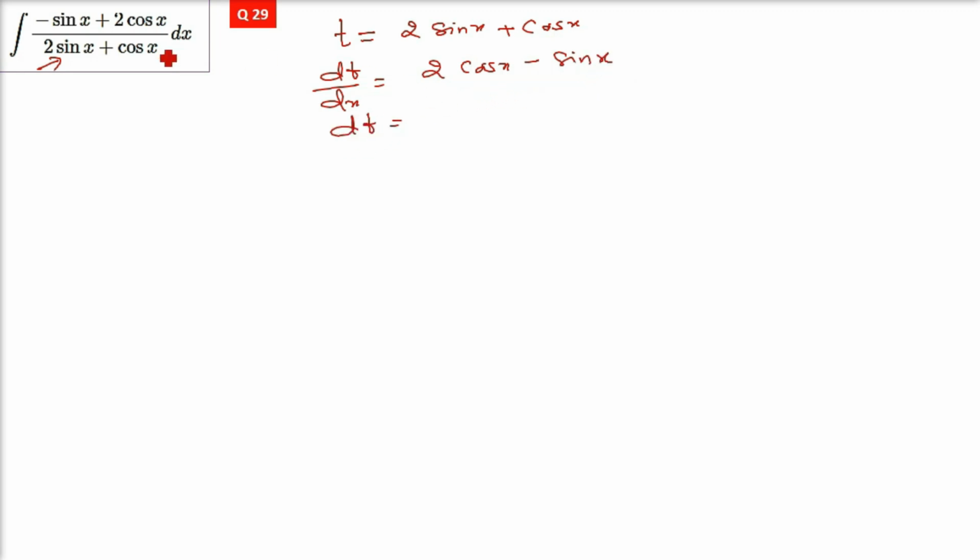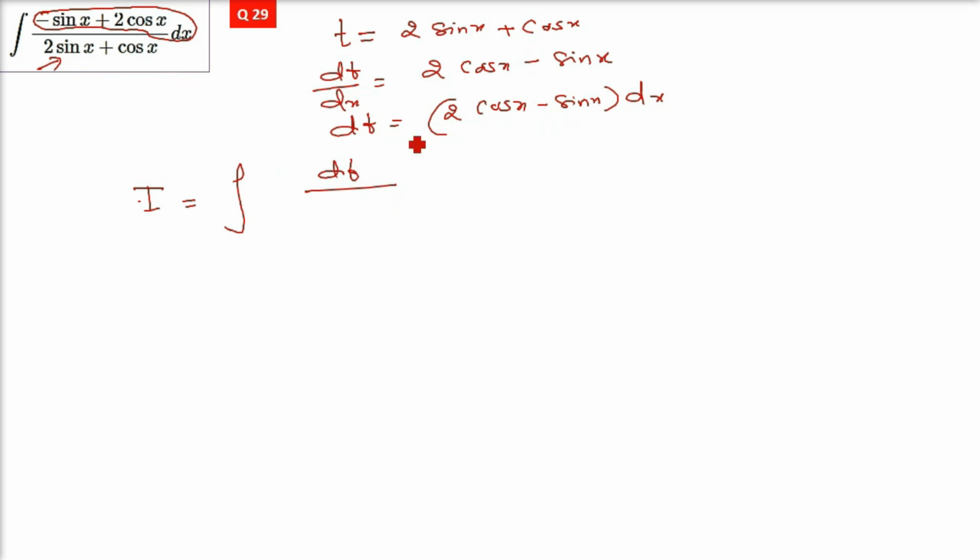So that numerator is already there with you. What you can do is just put dx on the right-hand side, which will make dt the numerator, that is (2 cos x minus sin x) dx. This is already there. So just write this integral as the integral sign, and this dt will replace (2 cos x minus sin x) dx. In the denominator, it is going to be t because that's what you have assumed. So it will be ln modulus of t plus c.